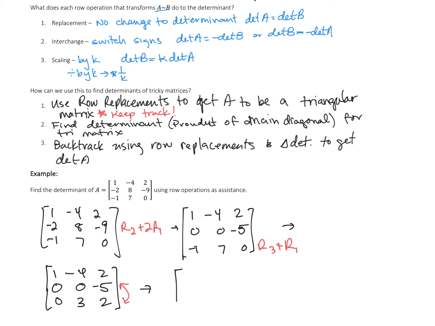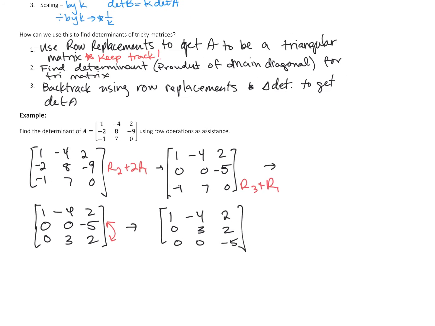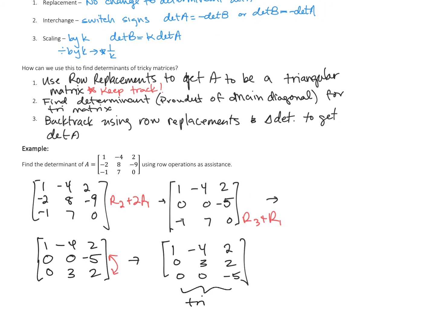And that's going to give me -1. Oh, guys, losing it. 1, -4, 2, 0, 3, 2, 0, 0, -5. Now I don't need to keep going because this is a triangular matrix. It does not matter that I don't have 1s in my pivot positions. We don't actually care about that. All we care about is getting down to a triangular matrix and doing some multiplication.